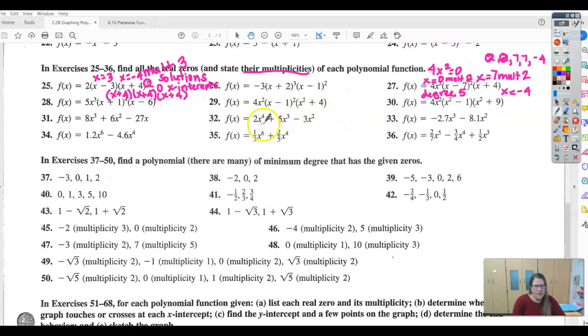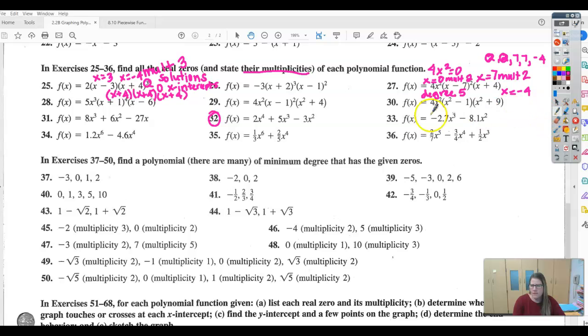If we have something like this, number 32, and we are asked to state the zeros and their multiplicities, we can still do that, but we can't do it with the form it's written in. In order to be able to see where the zeros are, it would have to be in this other form, which is called factored form, right? So we're going to factor 2x to the fourth plus 5x cubed minus 3x squared to get it in this form so that we can then see what the zeros are.